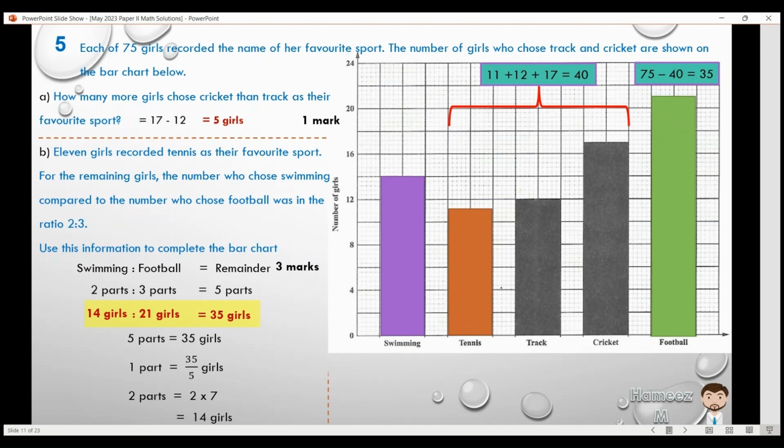Let's now move on to the next part, where they're asking us to determine the modal sport. The modal sport is the sport which has been chosen as the most frequent. So which of these, swimming, tennis, track, cricket, or football, which one of those five is the most favorite or the most chosen or most frequent? And that will clearly be football.